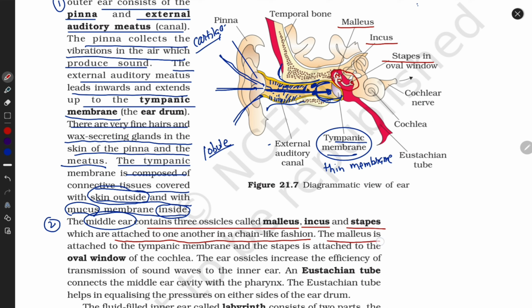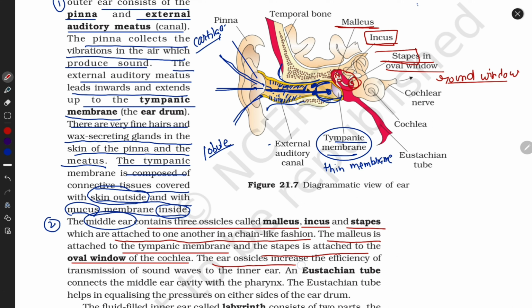Next, the malleus is attached to the tympanic membrane, and the incus is attached between the malleus and stapes, and the stapes is attached to the oval window of the cochlea. Here two types of windows are present, the oval window and the round window. They balance the flow of air and sound.